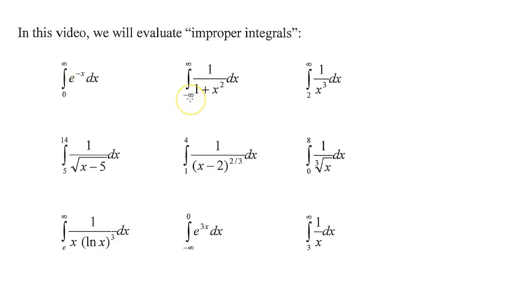This one we're integrating from negative infinity to infinity. This one we're integrating from 2 to infinity. We have something from negative infinity to 0. So these integrals are called improper integrals when you're integrating out to infinity.